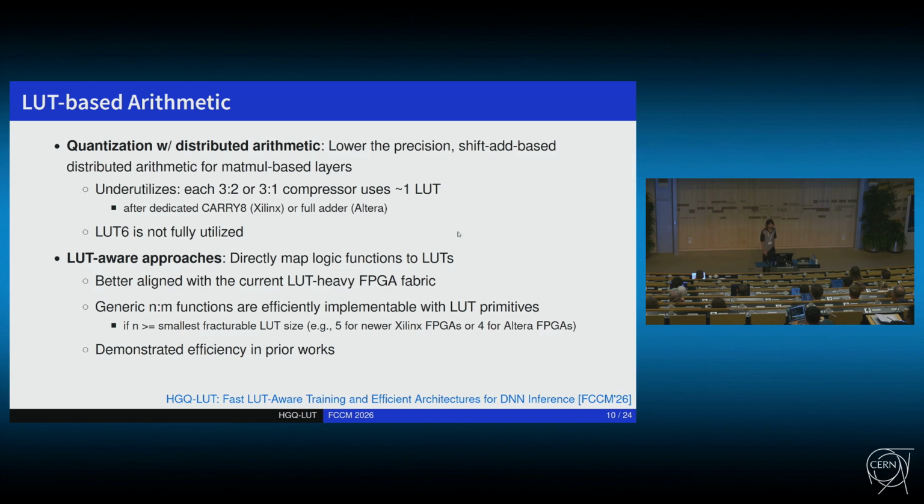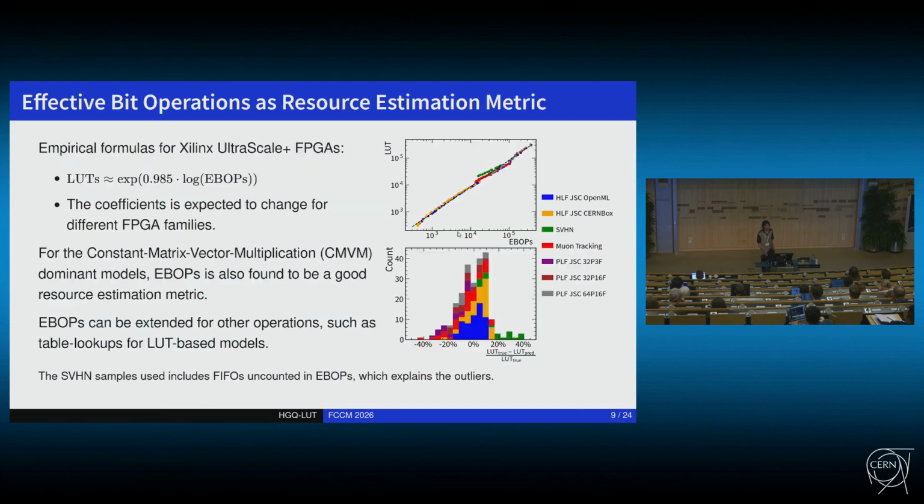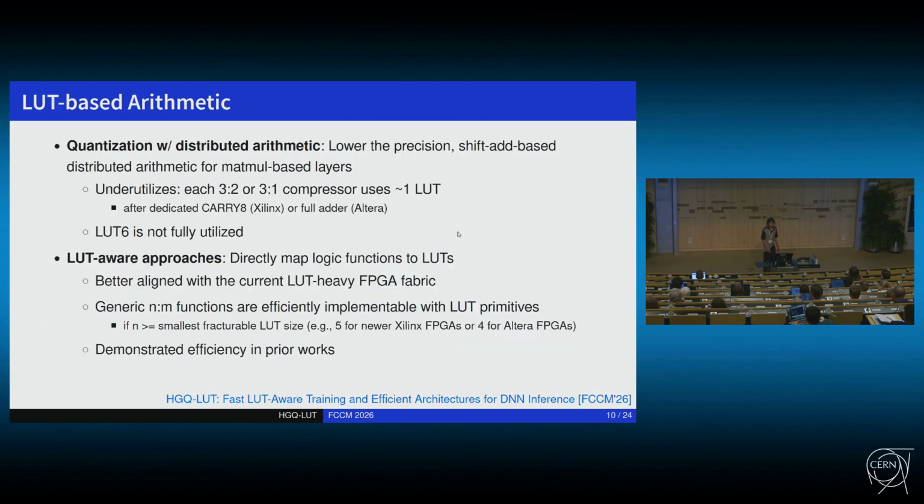And the quantization with distributed arithmetic, and this is just the quantization part. And if we consider the newly famous LUT-based arithmetic, instead of representing a neural network as a mathematical problem, we can represent it as a lookup problem to basically abuse the lookup tables in the FPGAs for better efficiency. So the quantization with distributed arithmetic usually means lowering the precision of the operands and using shift-add-based operations instead of the real MAC operations.